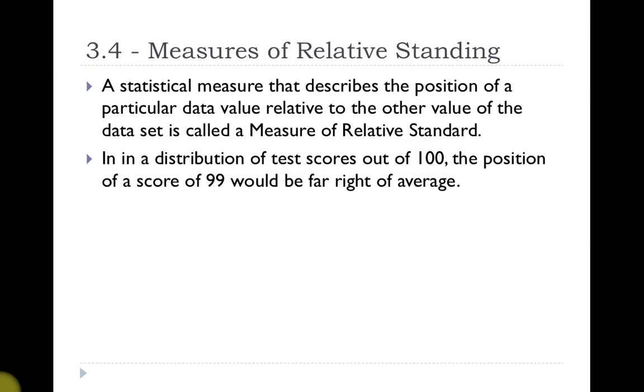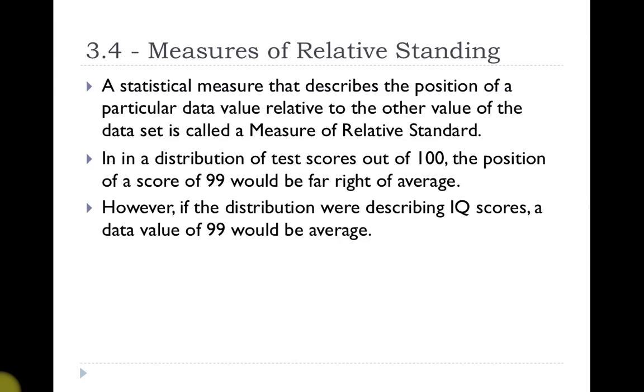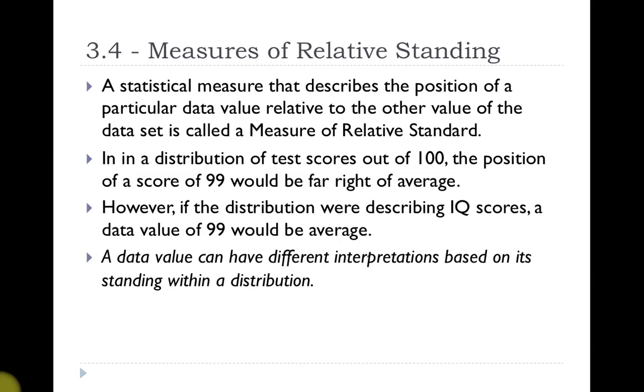In a distribution of test scores out of 100, the position of a score of 99 would be far right of average. However, if the distribution were describing IQ scores, where the average IQ score is approximately 100, a data value of 99 would just be considered average. A data value can have different interpretations based on its standing within a distribution. So a 99 could be great or a 99 could be average depending on its position, its standing within a distribution.